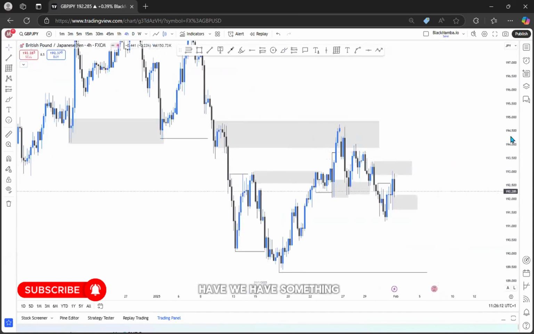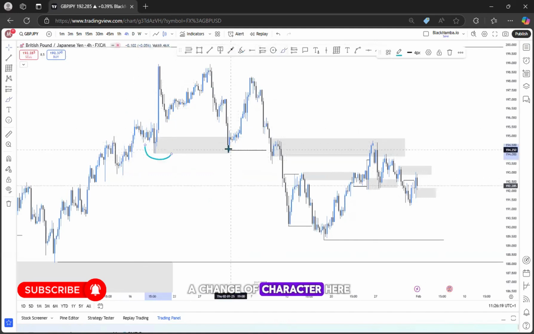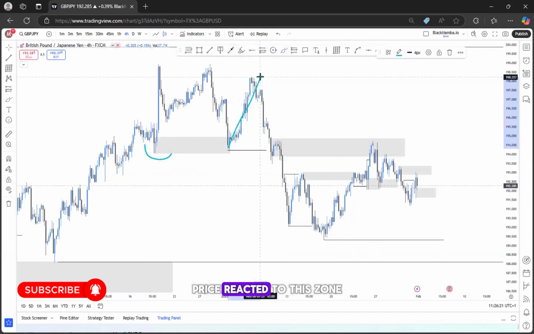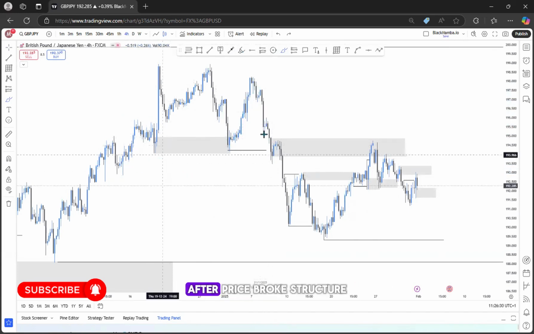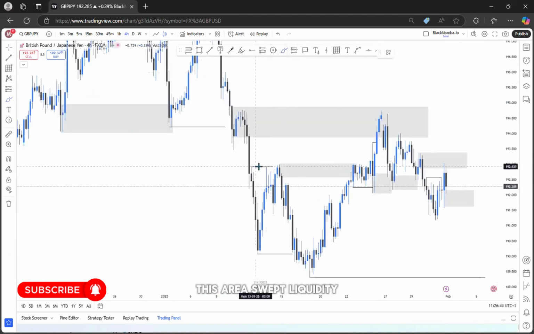On 4 hour, we are having something like this. We had a change of character here, this area, we had a change of character here, price reacted to this zone, took liquidity, broke structure. After price broke structure, we had a minor break of structure here. This area swept liquidity, broke structure.